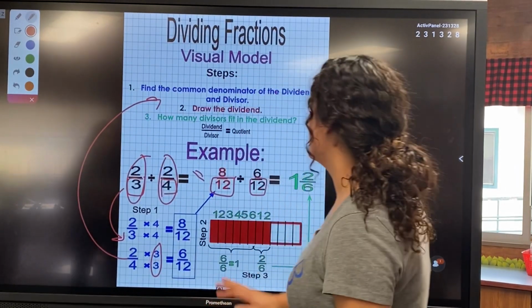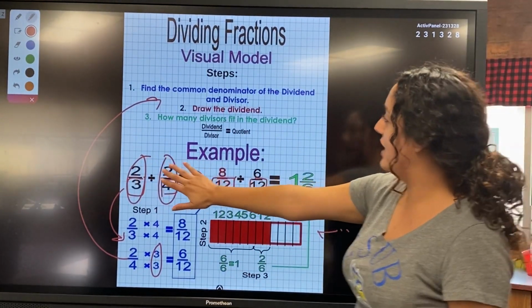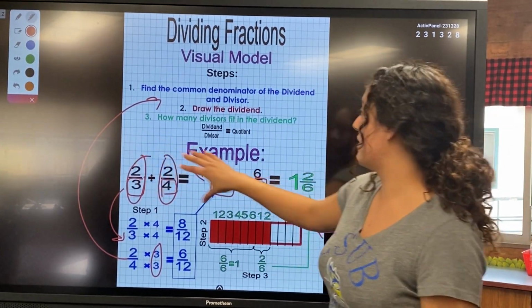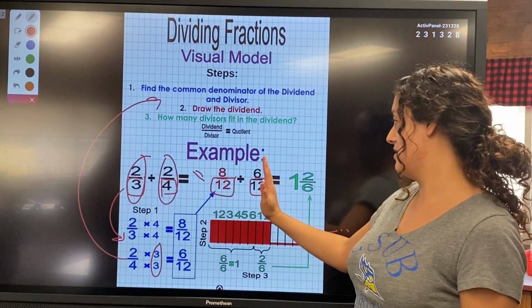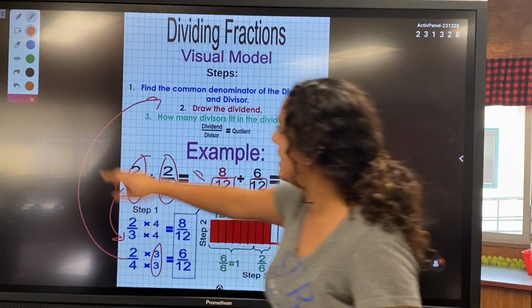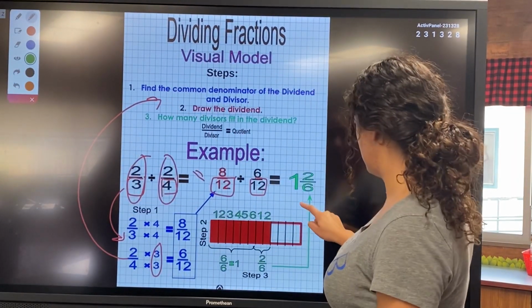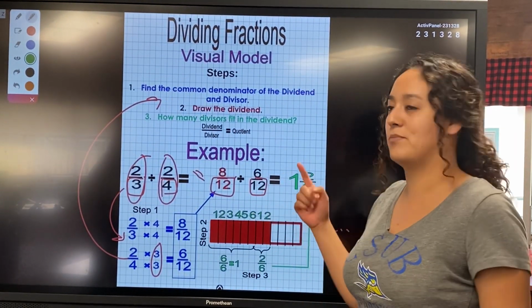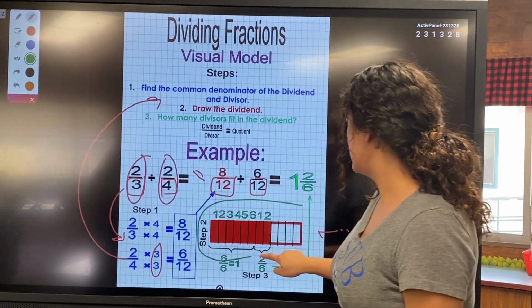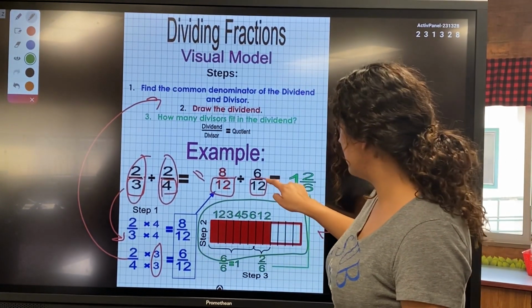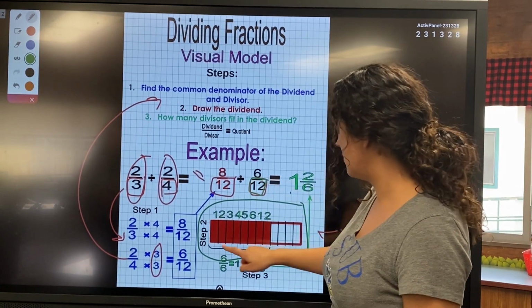So now that we found the common denominators of the dividend and the divisor, now we can go ahead and draw out our little chart here. What is this, like a tape diagram? Tape diagram. Okay. So we know that the denominator is 12. So whatever's in the denominator, that's how many rectangles you draw out.